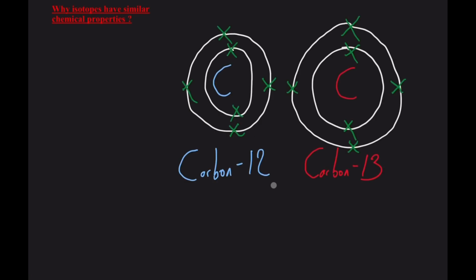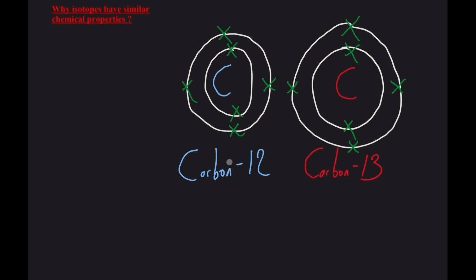So why do isotopes have similar chemical properties? Well, before I write down the answer here, let me redraw those carbon atoms we had above, but this time without the nuclei, just with the outer electrons. So here are the two isotopes from above, carbon-12 and carbon-13. Now there's a number of things to keep in mind.